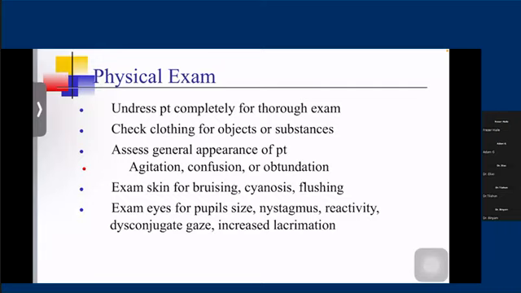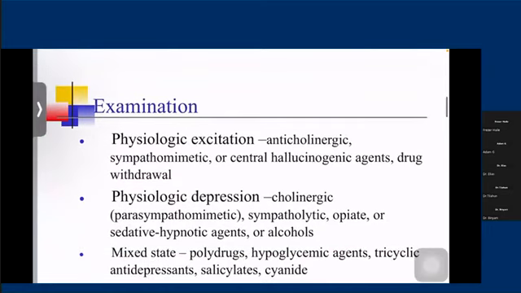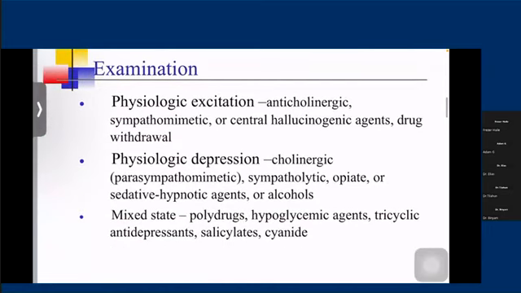And eye exam for pupillary size: there are conditions in which a patient can have pinpoint pupils, specifically opioid and organophosphate poisoning, and nystagmus, which is usually caused by PCP. Depending on the pupillary size, we can have certain differential diagnoses.